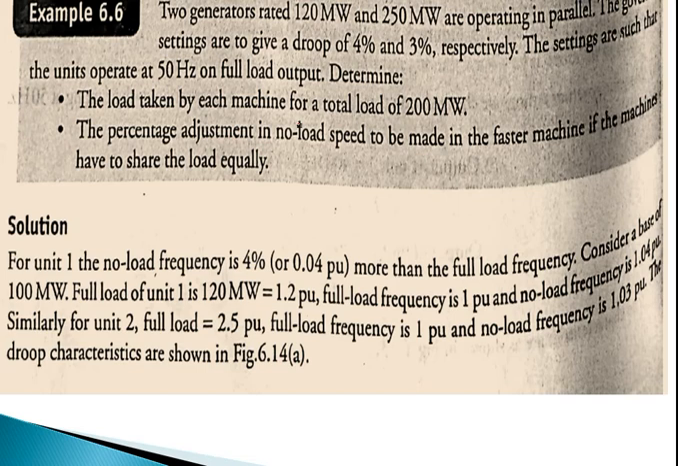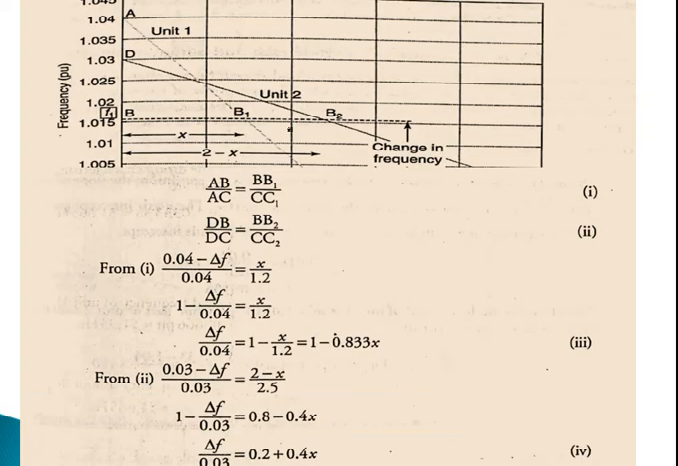For unit 1, the no load frequency is 4% more than the full load frequency. For unit 1, it is 120 megawatt, that is 1.2 pu. In unit 2, it is 250 megawatt. 250 megawatt divided by base means you will get 2.5 pu. You can plot the graph. From the graph, you have to find the value of delta F. This is equation 1. This is equation 2.